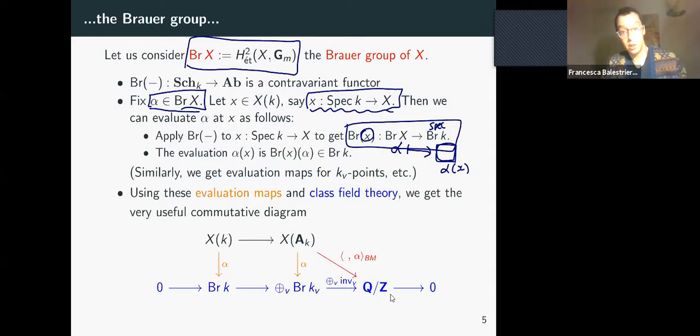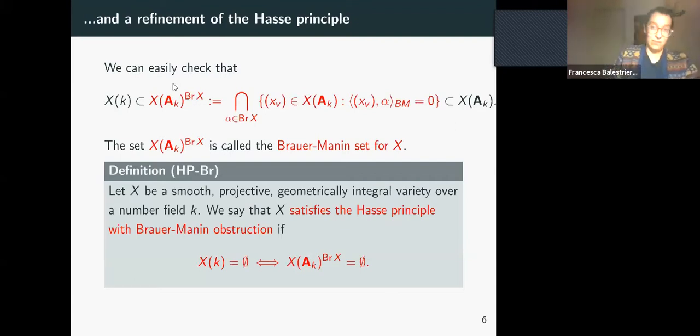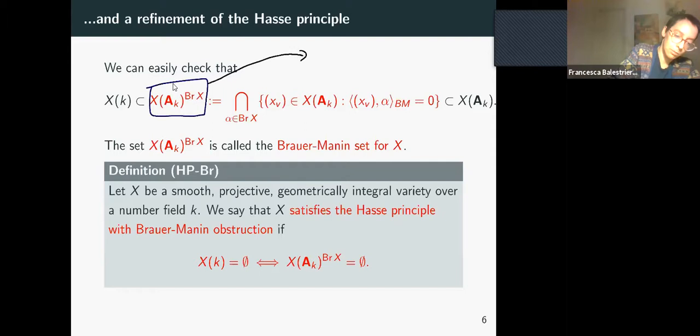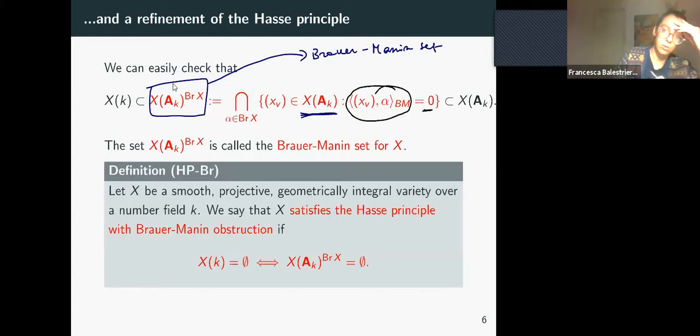And using the commutativity of this diagram, we can define the Brauer-Manin set using that red map there. So the Brauer-Manin set, which is this one, is just defined to be the set of adelic points which map to zero under that red arrow that I've shown you before. And of course, you want to do this for all elements in the Brauer group of X.